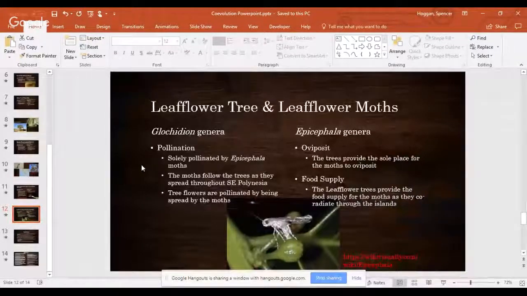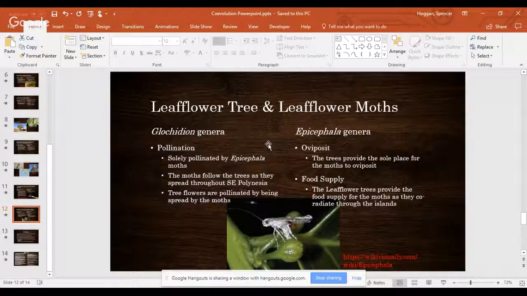And then my last example is between the leaf flower tree and leaf flower moth. This one's very unique too because it talks about co-radiation, and I'll get into that in a second. The leaf flower trees are from the Glochidion genus, and then our leaf flower moths are from our Epicephala genus. And so once again, as we saw in the other insects, the tree is getting pollinated, and they're solely pollinated by Epicephala moths. And so back to the co-radiation, these trees are kind of island hopping throughout Southeast Polynesia. And so for them to do that, they need something to pollinate them along the way. And these leaf flower moths follow them throughout the islands, and they're their sole pollinators.